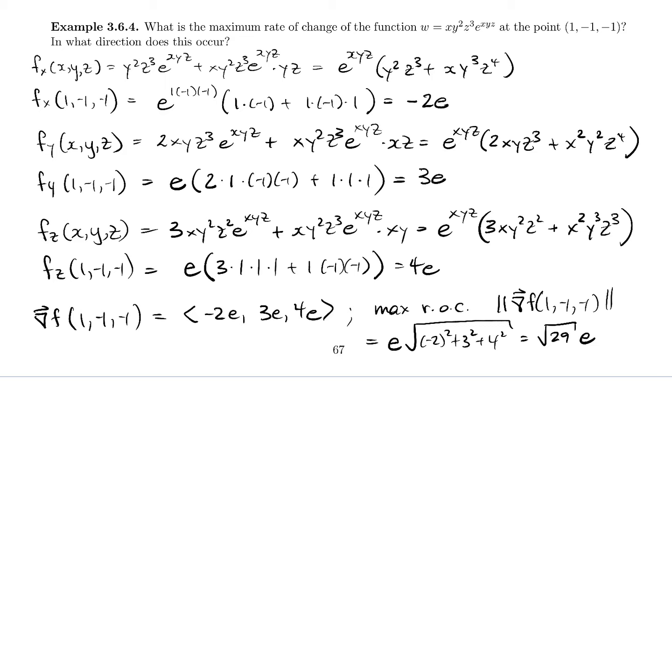That's the maximum rate of change, and the direction that it occurs is the direction of the gradient: (-2e, 3e, 4e).